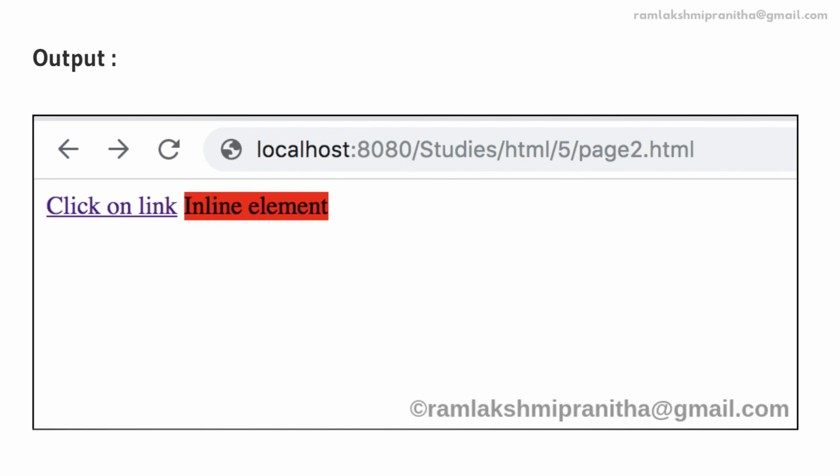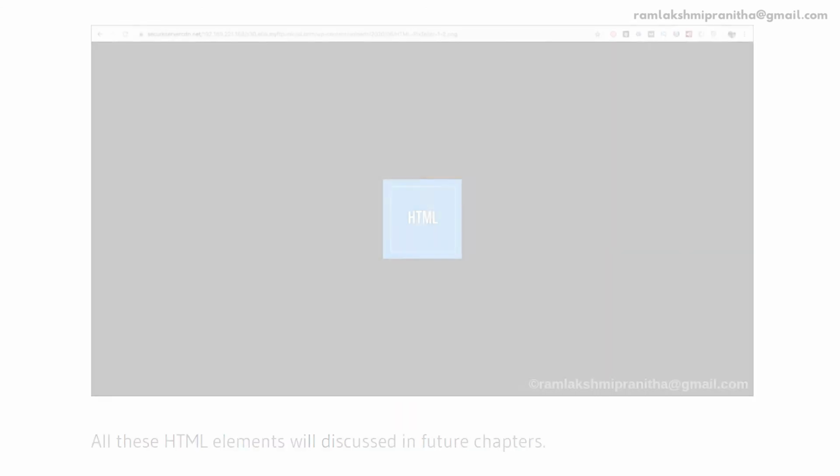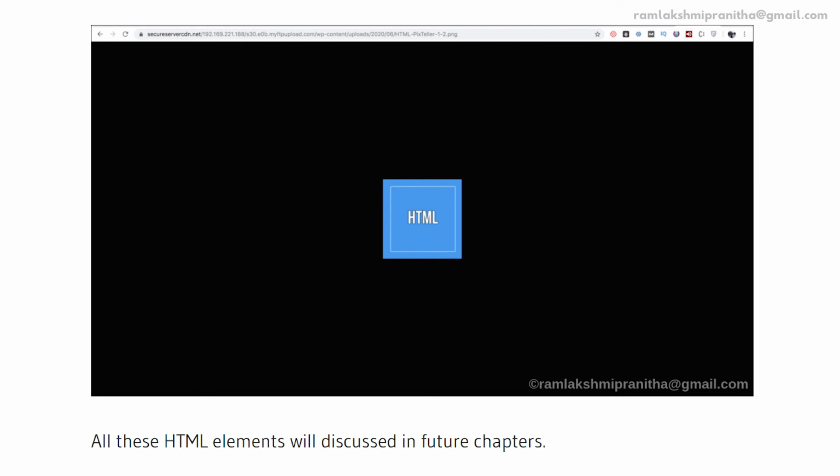13. the anchor tag image and the inline span tag content are displayed with red color in the web page. 14. If we click the anchor tag content, the whole page will be redirected to the anchor tag image URL. All these HTML elements will be discussed in future chapters.